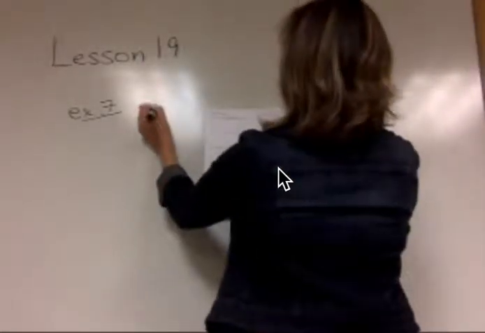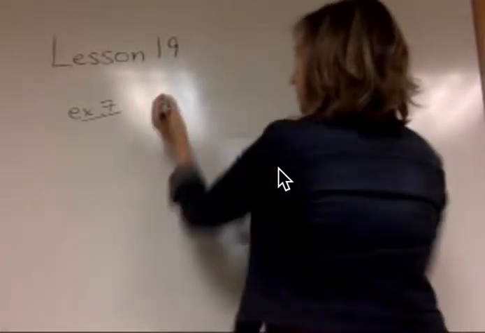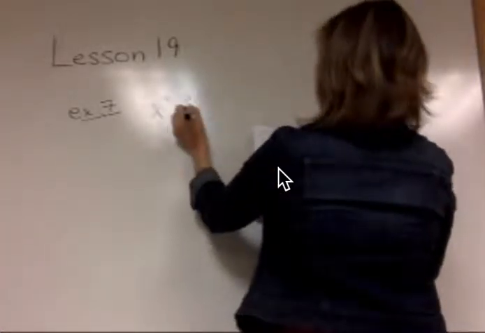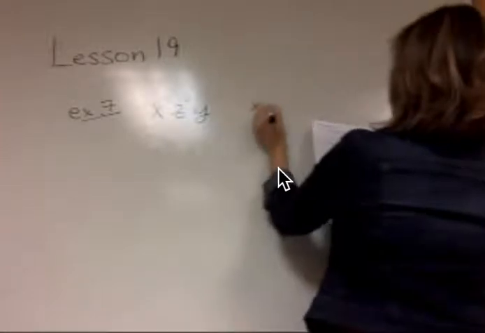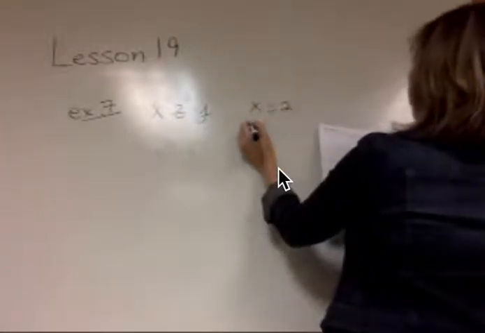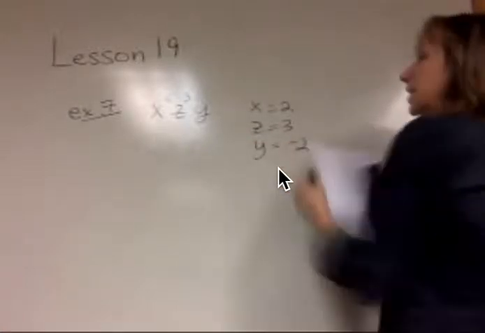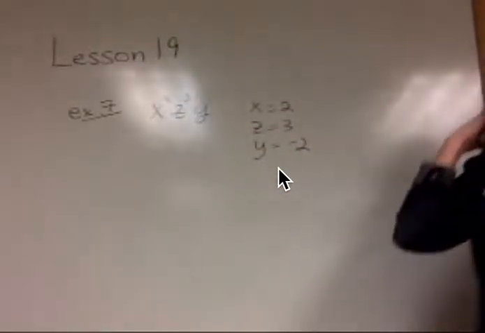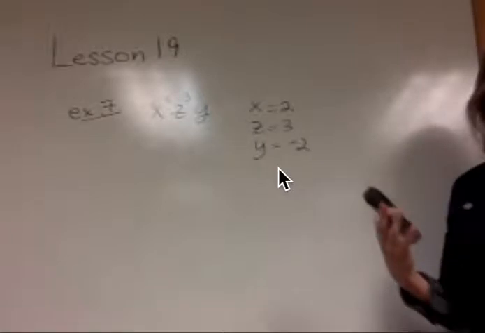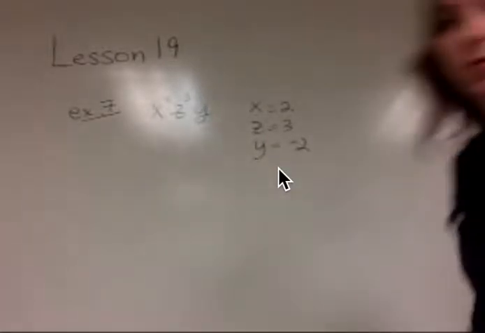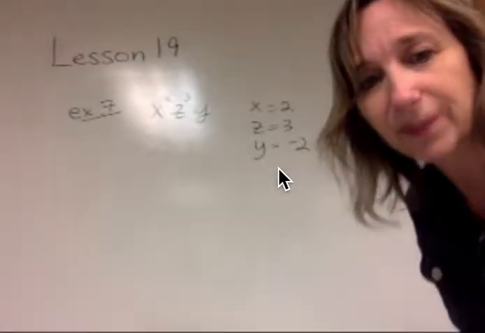Okay, so this one is x squared z cubed y. X equals 2, z equals 3, and y equals -2. This is the same thing as what you've done before, except there's exponents, which make it a lot more complicated. Whoops, you fell down, Samantha. I picked you back up.